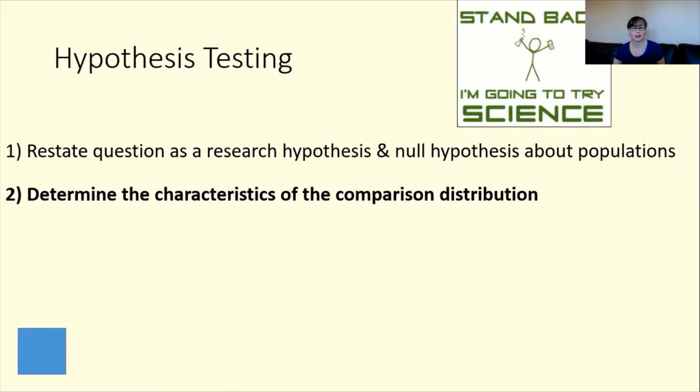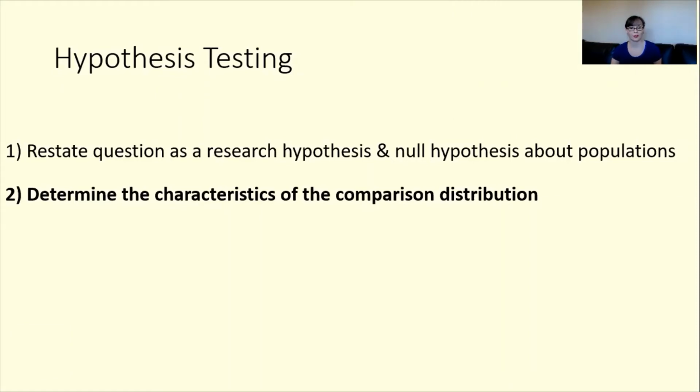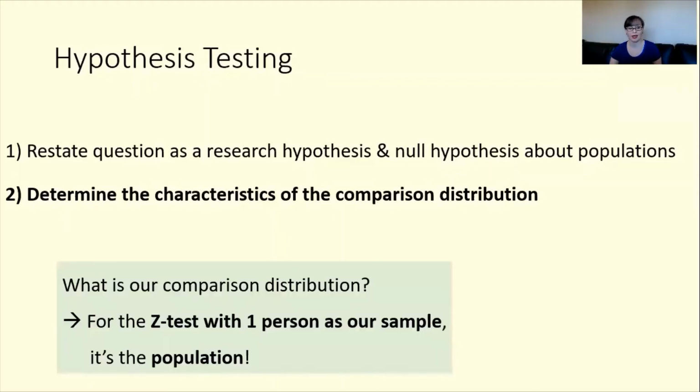But so we'll start talking about our comparison distribution for the z-test with one person in our sample here. When we think about our comparison distribution, we're thinking about the distribution as though our null hypothesis was true. And specifically here, our comparison distribution is going to be the population. And this is specifically in the case where we have a z-test with one person in our sample. We have one person and we're comparing them to a population of individuals. We have one individual, we're comparing to a population of individuals.